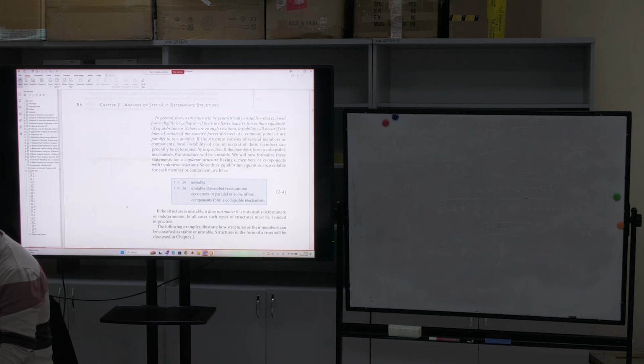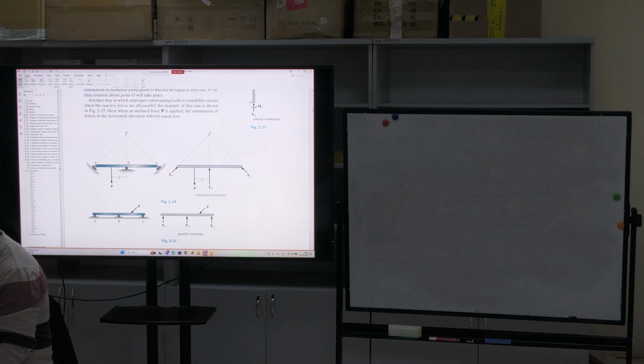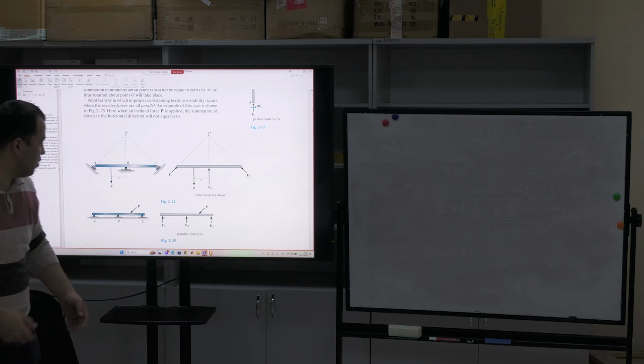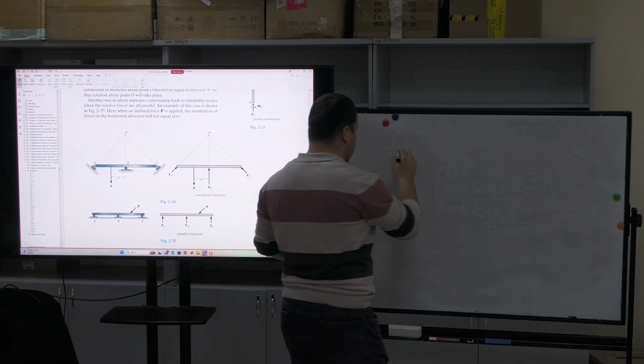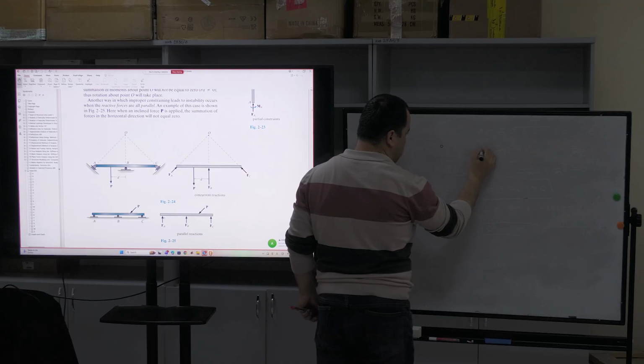Next. Figure 225. What do you think? Statistically determinable or non-determinable? We have three forces, one reaction force, but in horizontal motion we have some movement possibility, yes? And horizontally, if we have a roller support like this, 3 points, yeah?